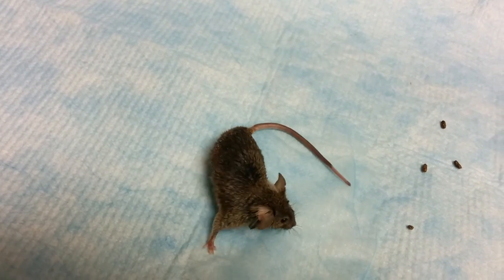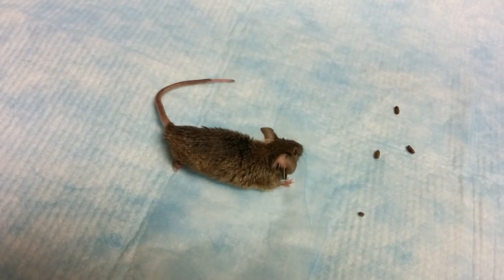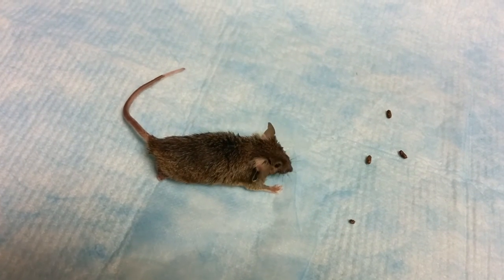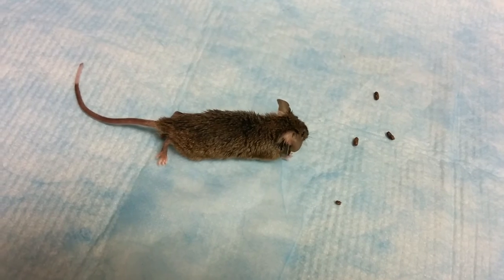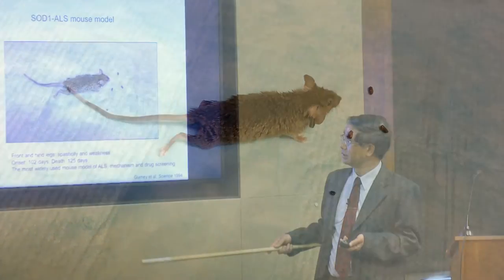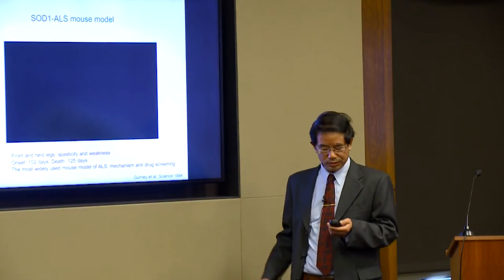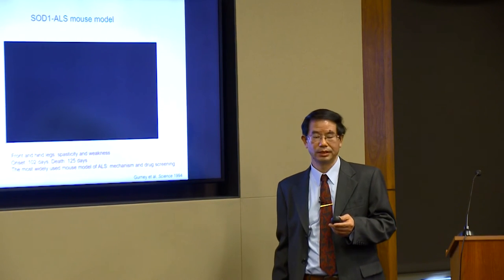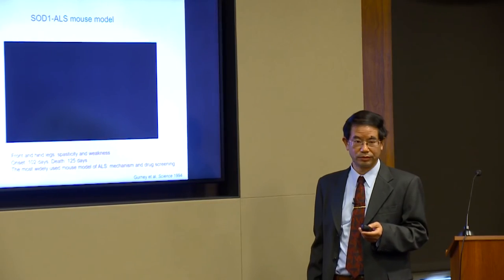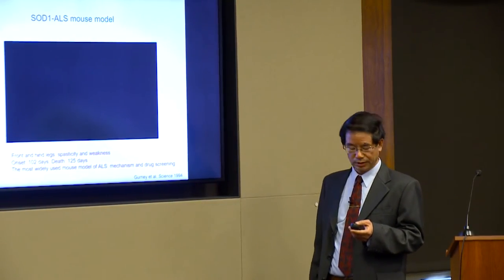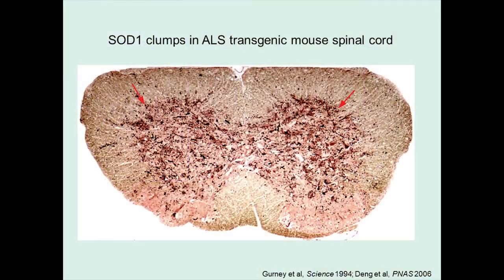The mice have a very well-defined clinical onset, at about 100 days, and the mouse will die 3 to 4 weeks later. This mouse is the most widely used ALS mouse model so far, used to study the disease mechanism and for screening therapeutic strategies, compounds or drugs. It is very similar to human patients.